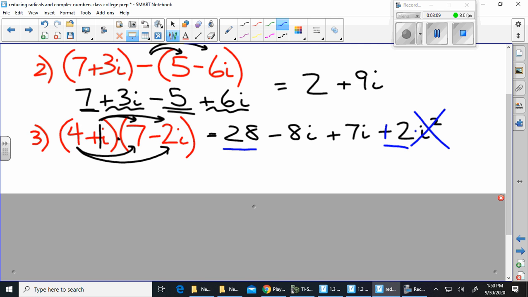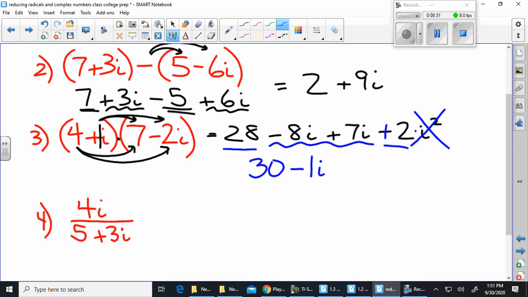That i squared is gone. So it's gone. It's just 2. 28 plus 2 is 30. A negative 8 plus 7 is a negative 1i. So I get just an i.